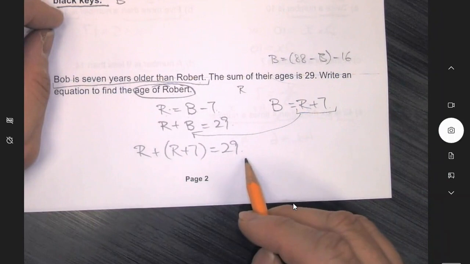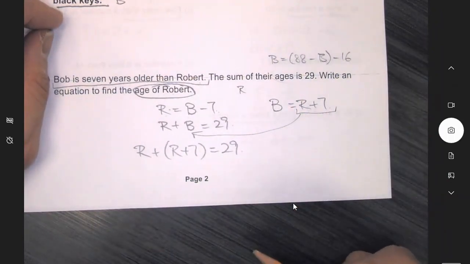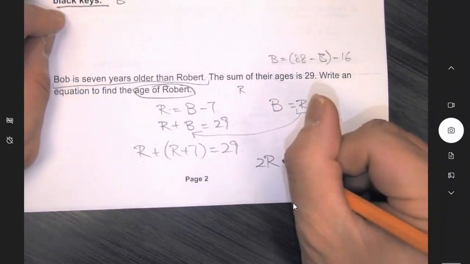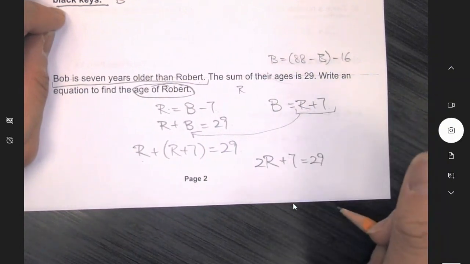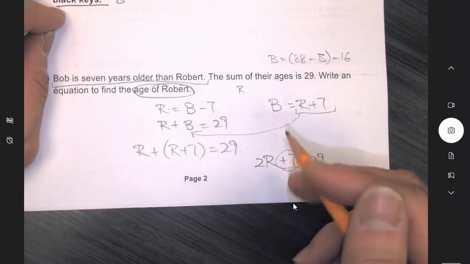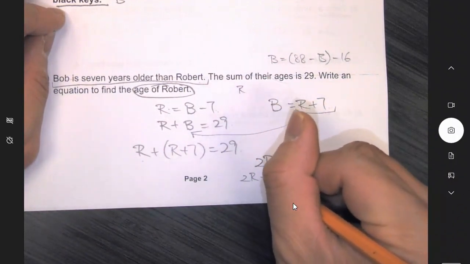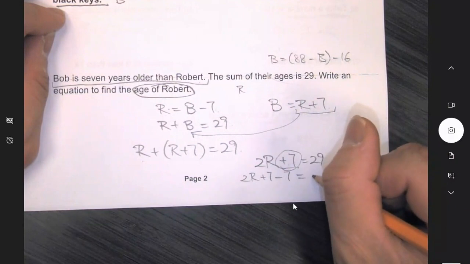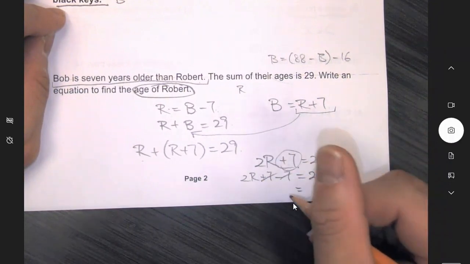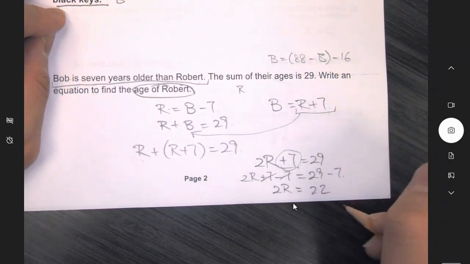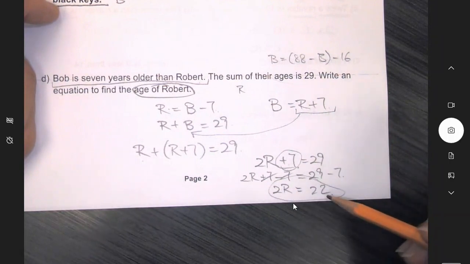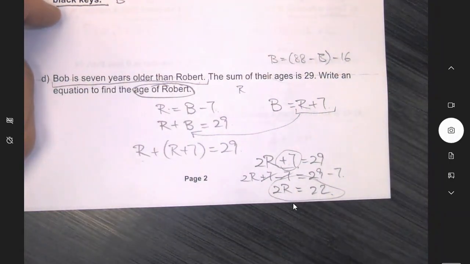If I want to check whether my expression is the same as someone else's, I'll simplify this. R plus R gives me 2R, so 2R plus 7 equals 29. If I move this 7 to the other side, I do the opposite operation. 2R plus 7, the opposite of plus 7 is minus 7, equals 29 minus 7. What I've done to this side, I also have to do to this side. So this becomes 0, and I have 2R equals 22. If your equation simplifies to 2R equals 22, then your equation is the same as mine. Okay?